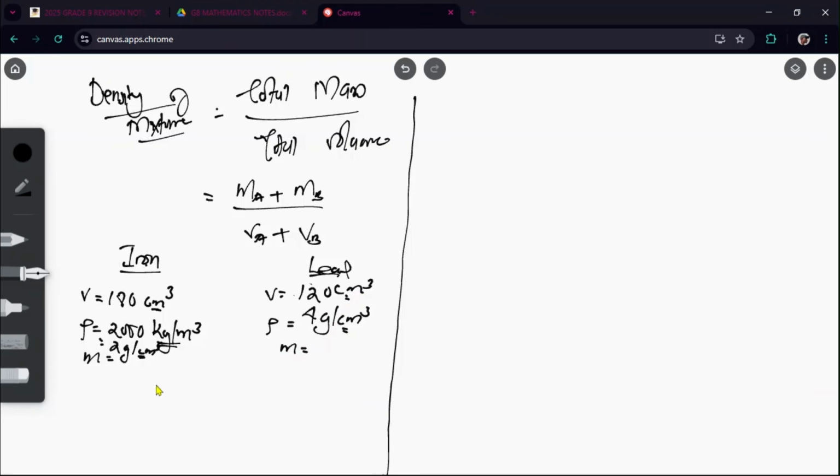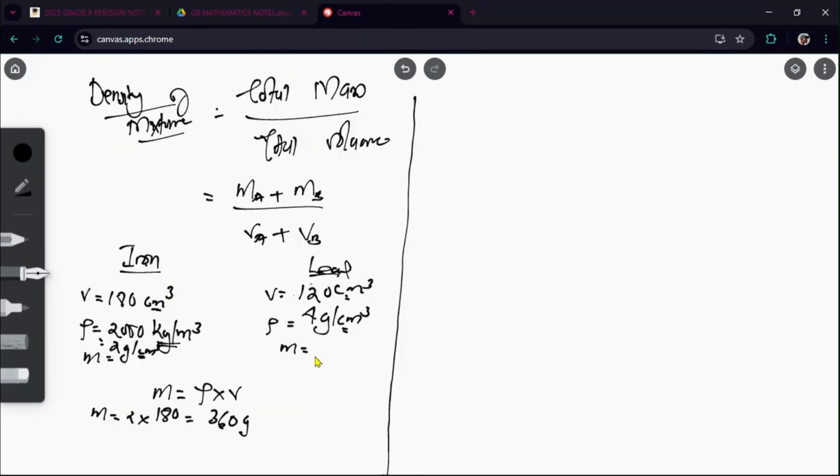And the formula for getting mass is the same as the mass of a substance. From our calculation, mass is the same as you take the density, you multiply by the volume. So if I want to get the mass of iron, I'll come and say the mass is the same as the density, which is 2 grams. I multiply by the volume, which is 180. And my answer here is 360 grams. So you have the mass of that.